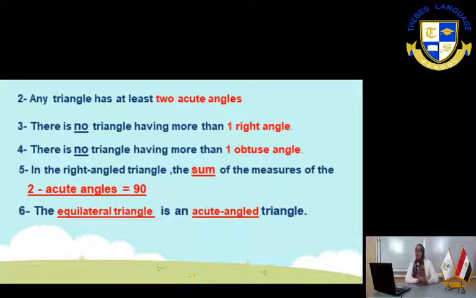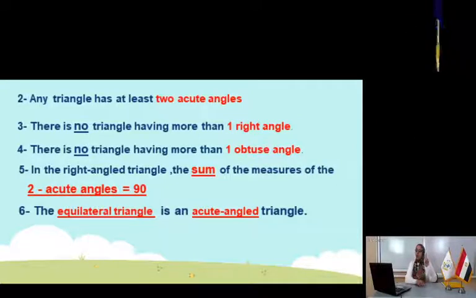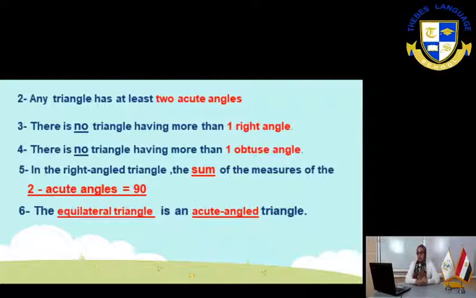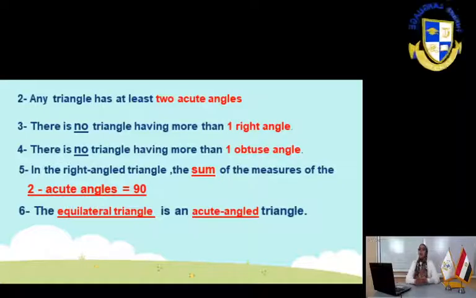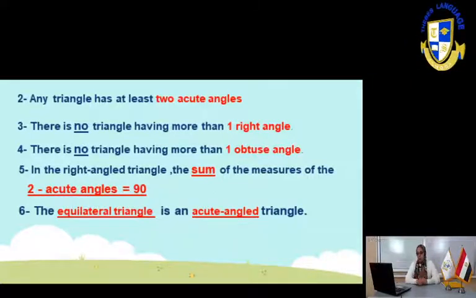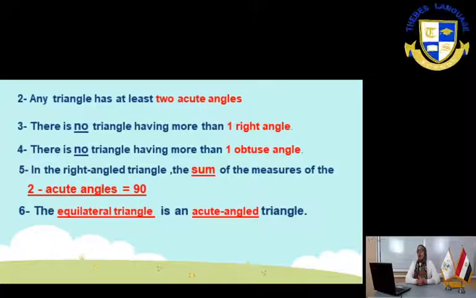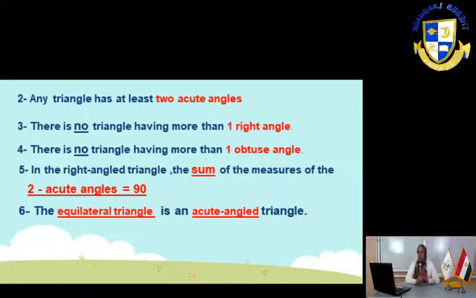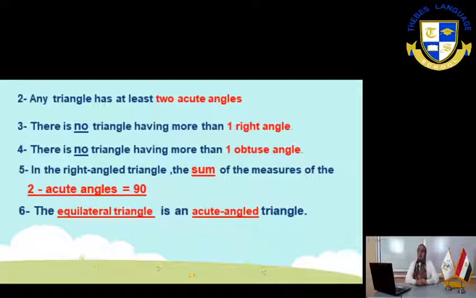So, any triangle has at least 2 acute angles. Any triangle doesn't have more than one right angle. No triangle has more than one right angle. And also, no triangle has more than one obtuse angle.